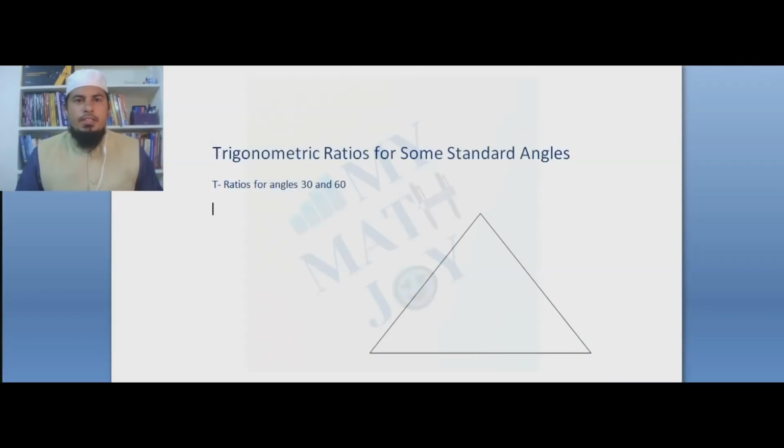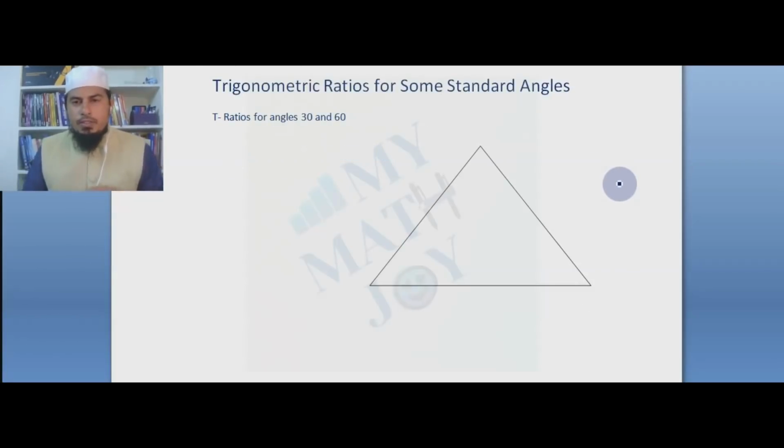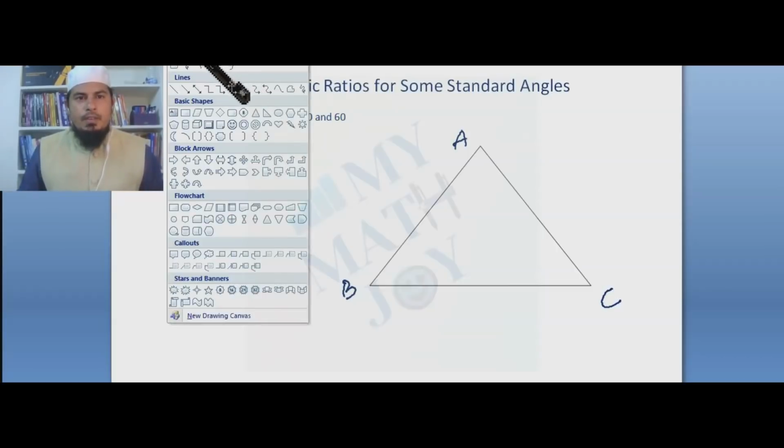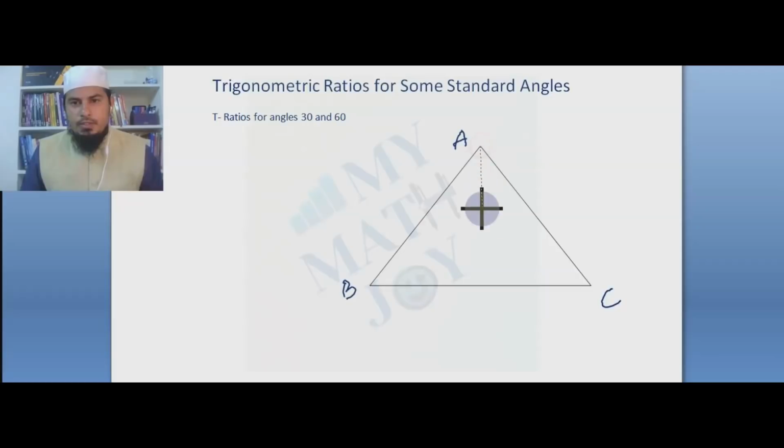Okay, you got it, an equilateral triangle. Let us name the vertices of the equilateral triangle now. It is A, B and C, and I want an altitude also. Let us take an altitude, a perpendicular. Yes, it is a perpendicular.